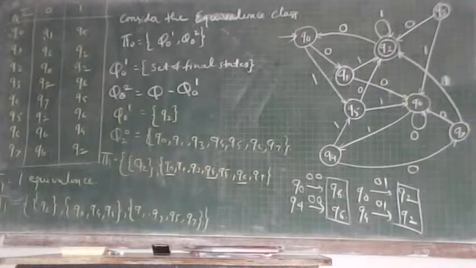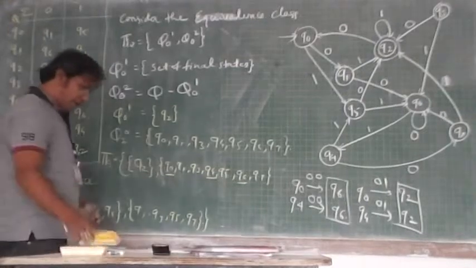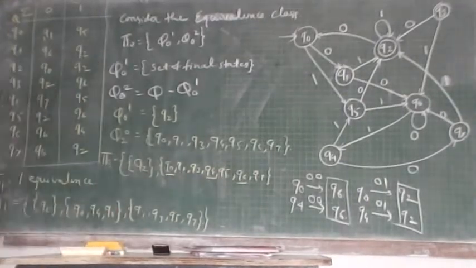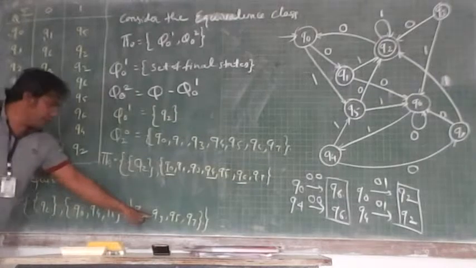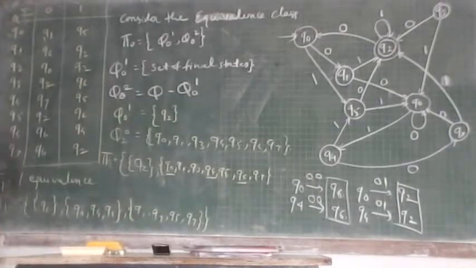Phi 1 I'm having like this. So then what I need to do? I need to calculate phi 2. What is meant by phi 2? Two equivalents. Is it this Q1, Q3, Q5, Q7 are one equivalent?